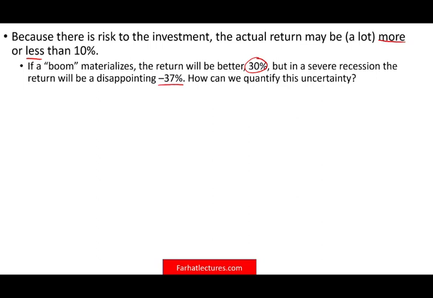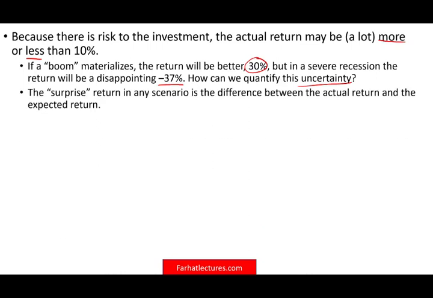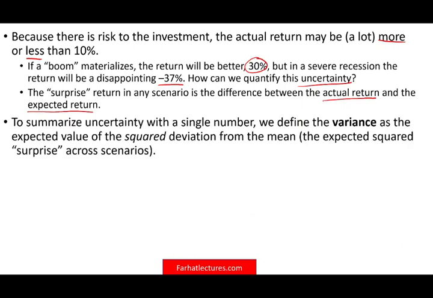Now we need to learn a little bit more. We need to quantify this uncertainty, the spread from the mean to the other returns, given the probabilities. This is what's called the surprise return in any scenario: the difference between the actual return and the expected return. We expected 10, what was the actual? To summarize uncertainty with a single number, we're going to compute something called the variance. The variance helps us measure this uncertainty. It's the expected value of the squared deviation from the mean, so the expected squared surprise across different scenarios.